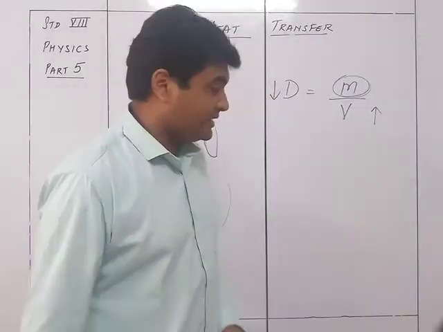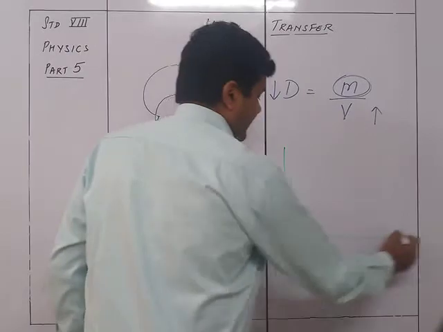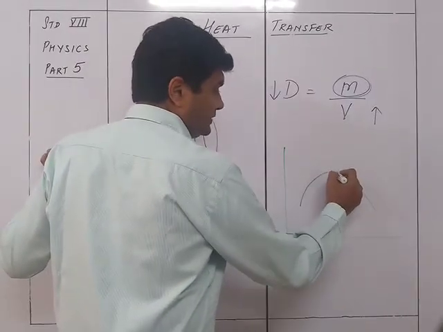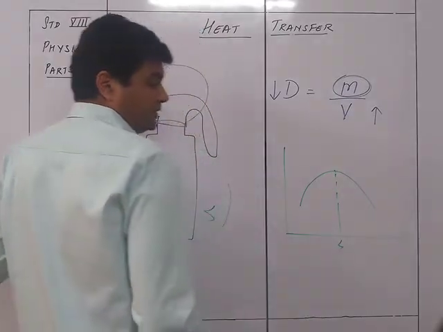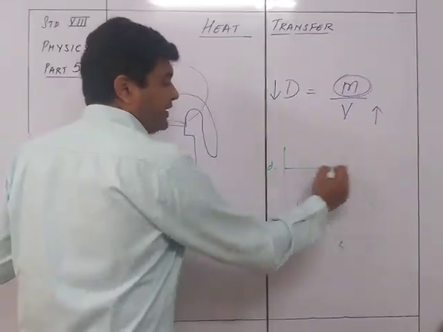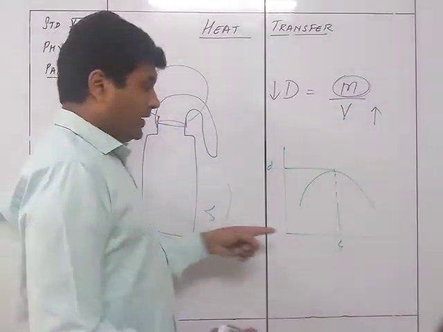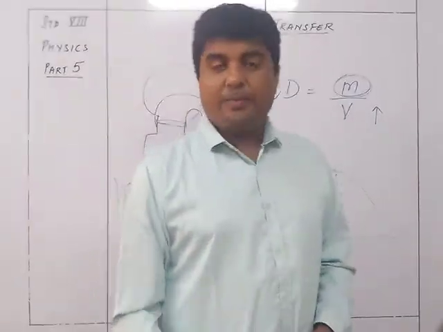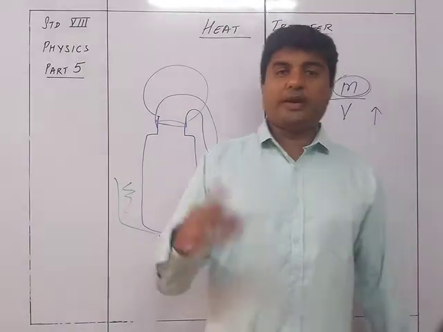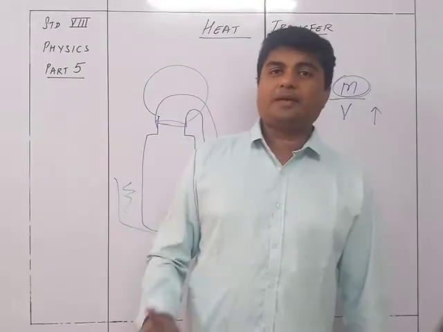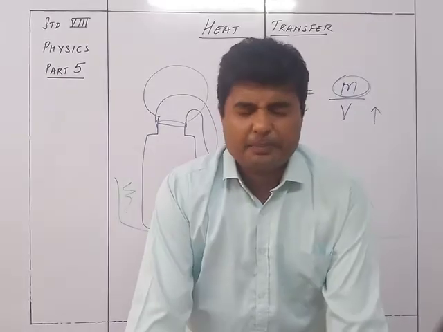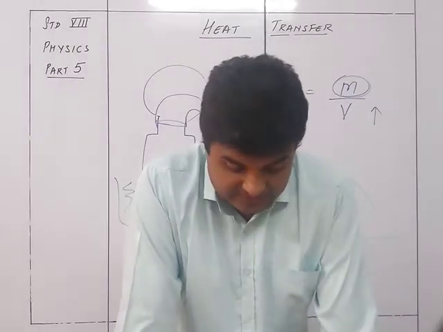So the graph will be like this. If I make a graph over here with temperature and density, it is going to be like this. This is at 4 degrees Celsius. So the density over here, at 4 degrees Celsius, will be maximum. Whereas before 4 degrees the density is down, and after 4 degrees also the density is down. So the water has a maximum density, that is 1000 kg per meter cube, at 4 degrees Celsius.